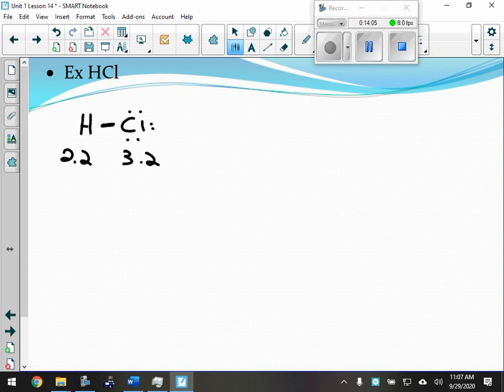You need to know this for the test. You get 1 mark already if you know this. Partial negative is which one, H or Cl? Come on, give me all you got.